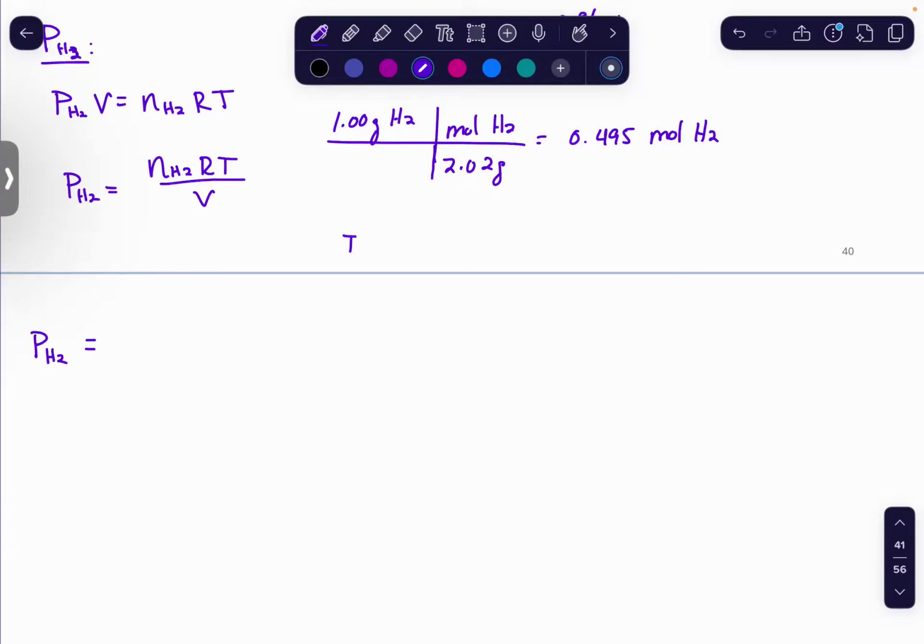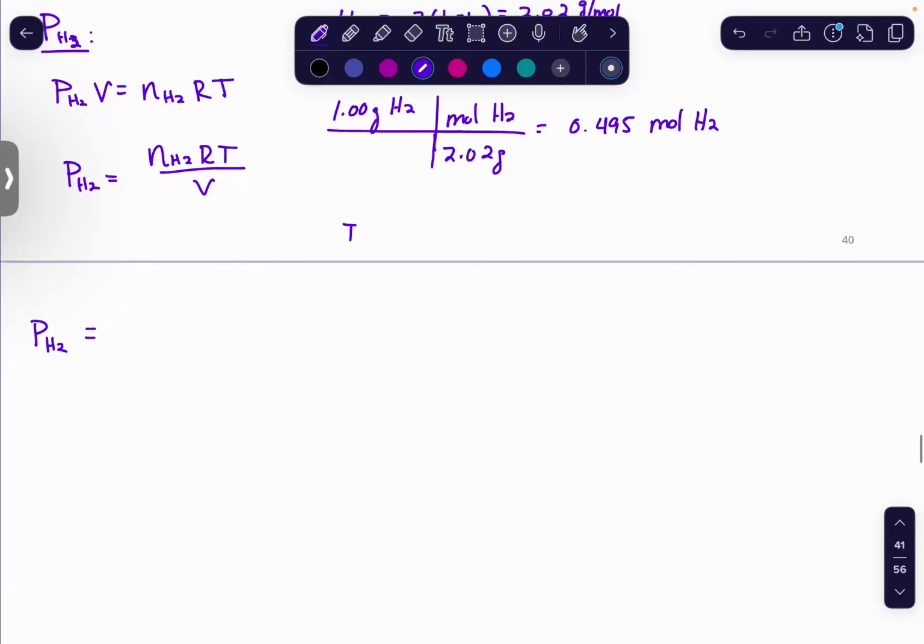Let's see, our temperature is 27 Celsius. That is going to give us 300 Kelvin. All right, now we can finish this problem. So our number of moles is 0.495 moles of H2.